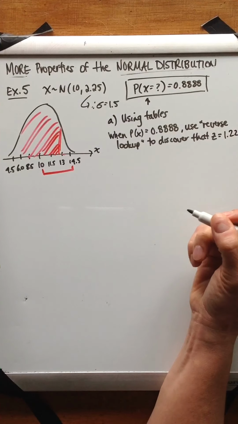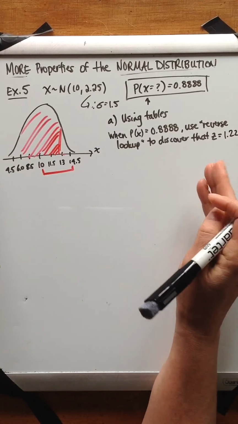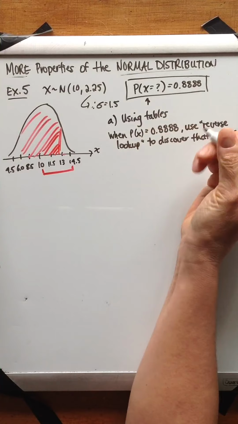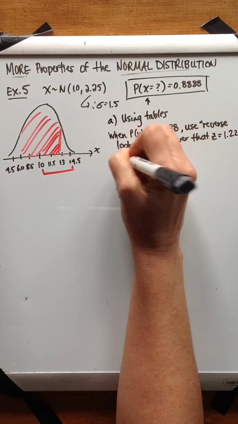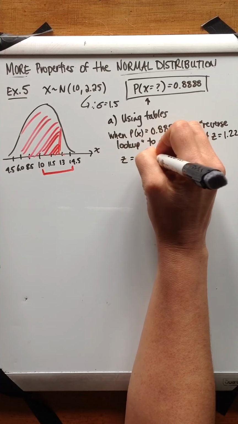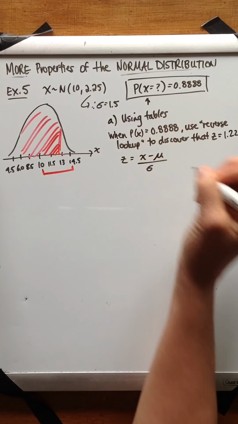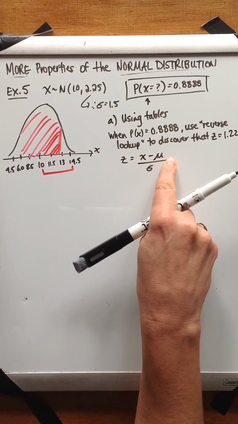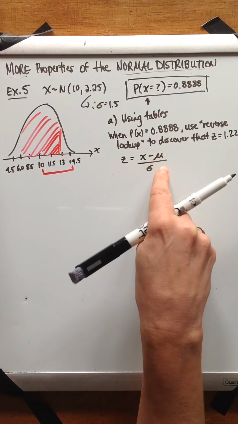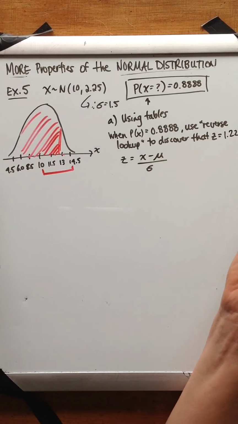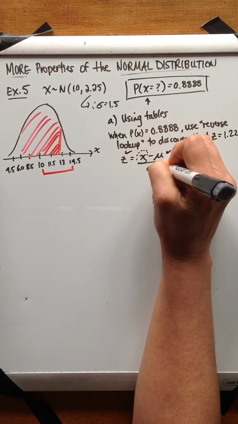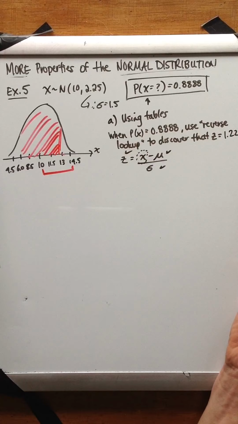Now, why is this useful? Well, because we know that Z is kind of like the bridge between an x value and its probability or its area under the curve. And that relationship between Z and x is this: Z is equal to the x value minus the mean, over the standard deviation. So at this point, we're trying to solve for x, and we know the other 3 values. Let's sub them in and do this.